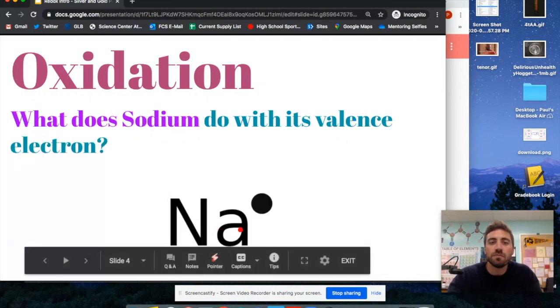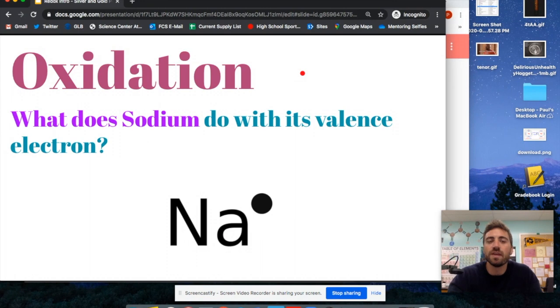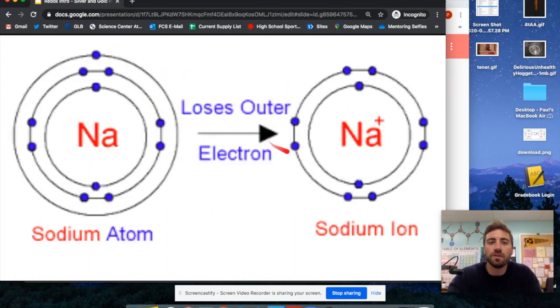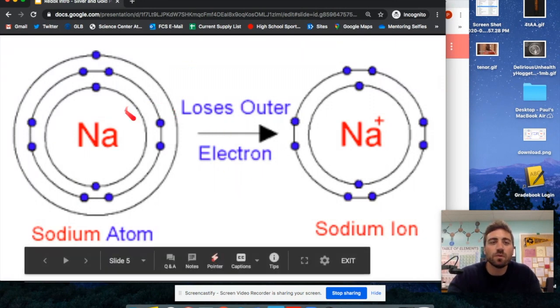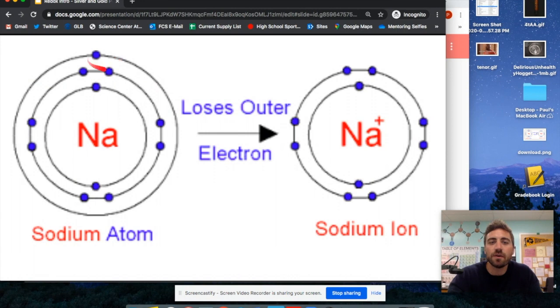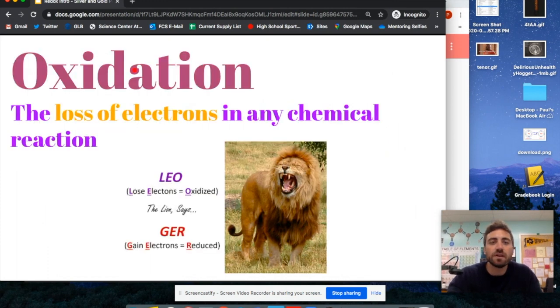So sodium and all of its alkali metal friends have one valence electron. So what do you think they are going to do with that valence electron? Go ahead and answer the question. Hopefully you said that it is being lost. It's being given away to some other element. So when sodium loses its outer or valence electron, it becomes a positively charged ion. So that process of losing an electron like sodium does is simply called oxidation.